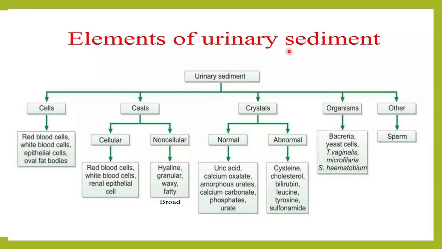So the elements of urinary sediment contain cells, those are the RBCs, WBCs, epithelial cells, oval fat bodies. All of this we have discussed in detail. There are casts which we have classified as cellular and non-cellular. The cellular are RBC cast, WBC cast, epithelial cell cast. The non-cellular casts are your hyaline cast, granular cast, waxy cast, fatty cast, broad cast.